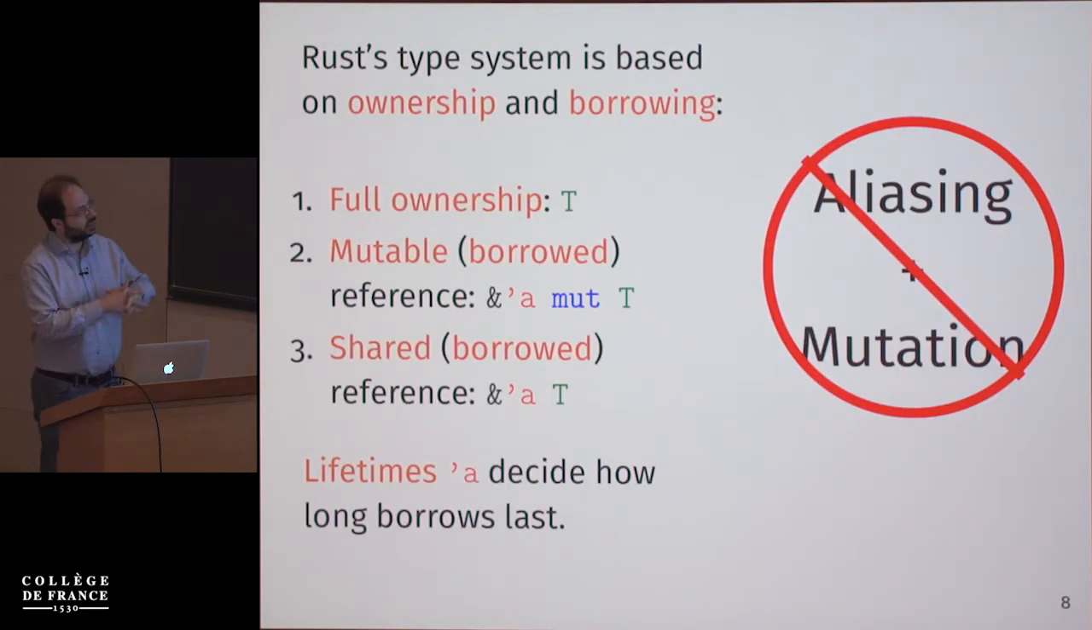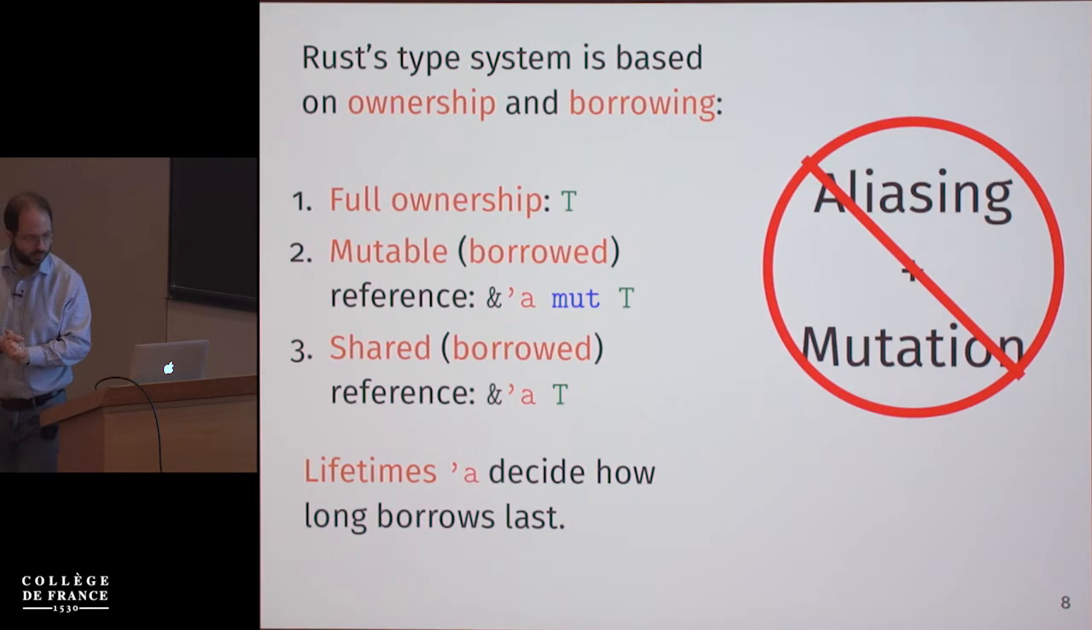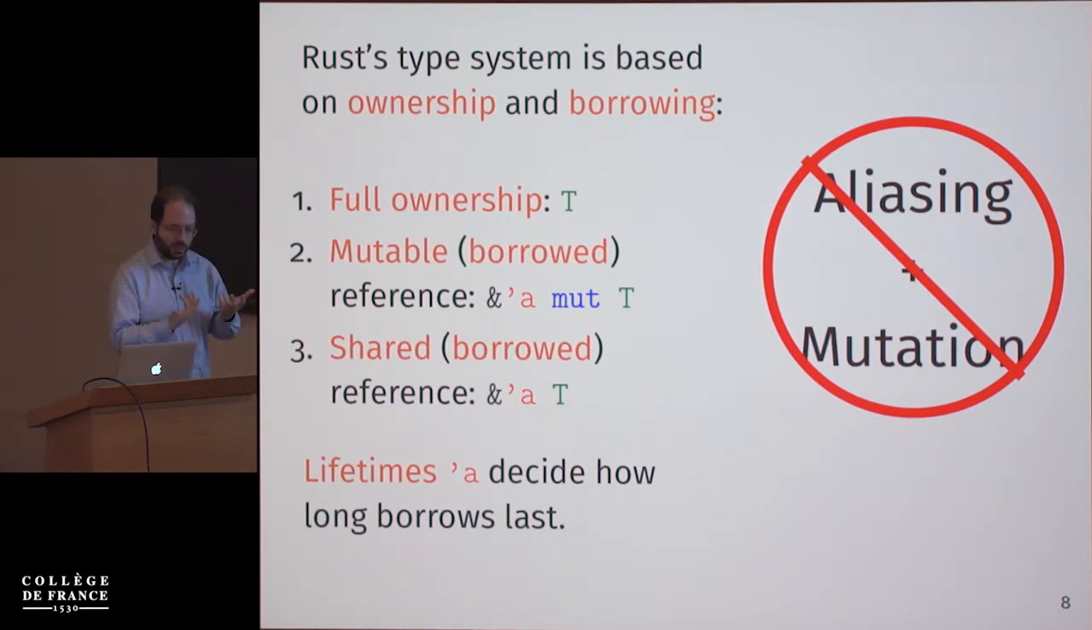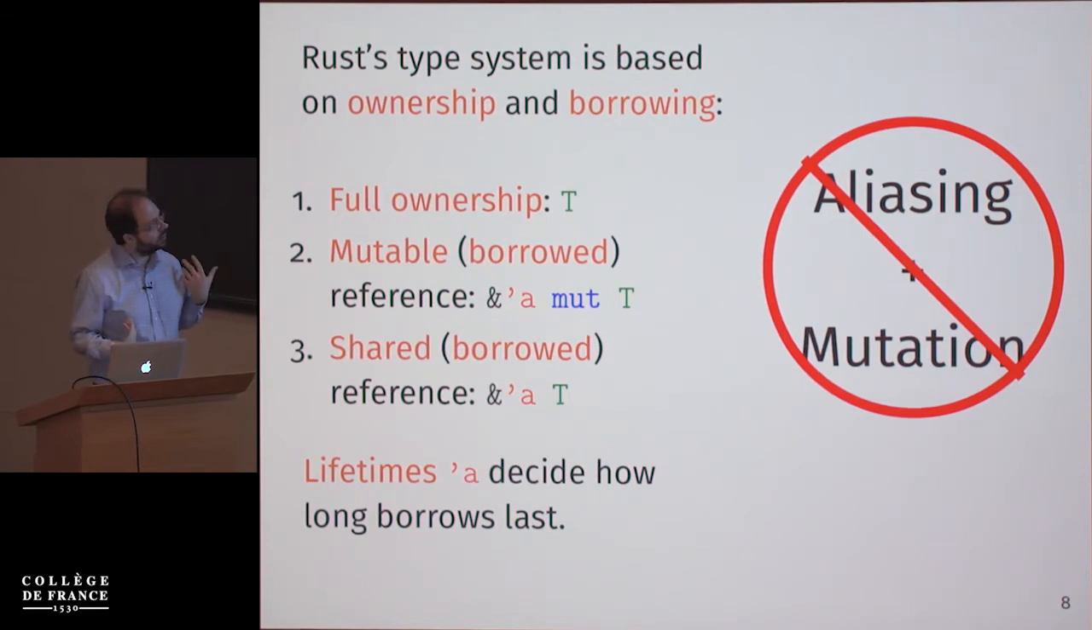Summarizing this very brief tutorial of Rust, this type system is based on this idea of ownership and borrowing. You can have full ownership, then you can do whatever you want with the object because no one else can access it. You have a mutable reference to an object, which is a temporarily owned reference, where you know that, again, there are no other aliases, so you can do whatever you want with it.